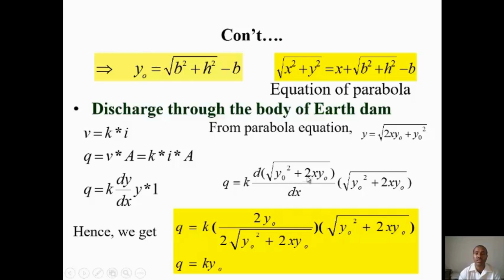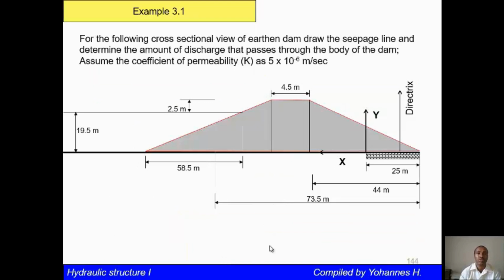But this is 2x, x is 1, 2y naught remains. Then it cancels, and you get ky naught. So this is the discharge through the body of the earth dam. So this is an example.